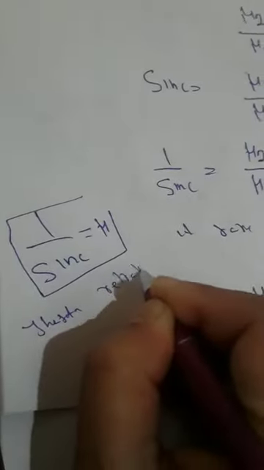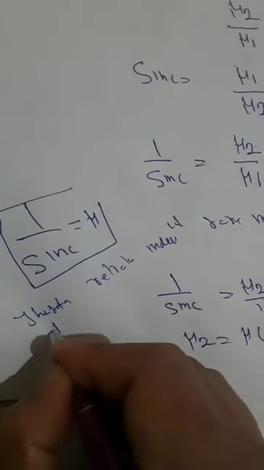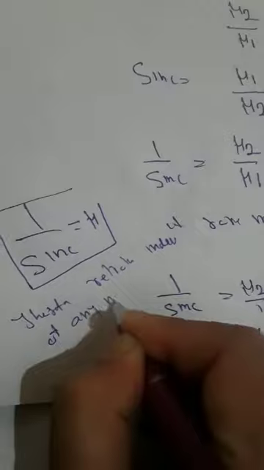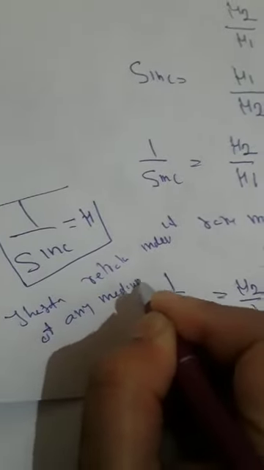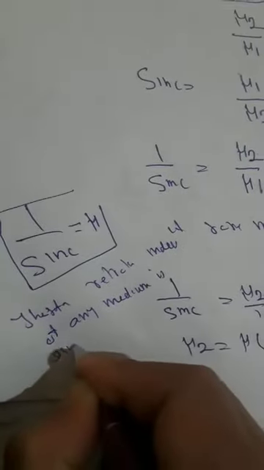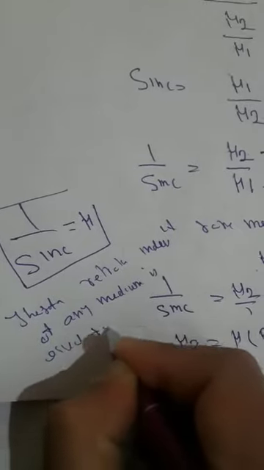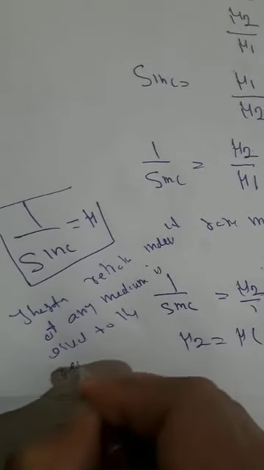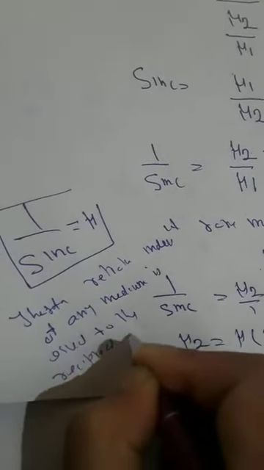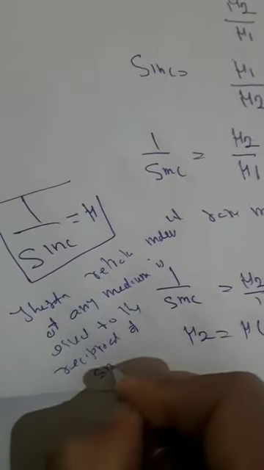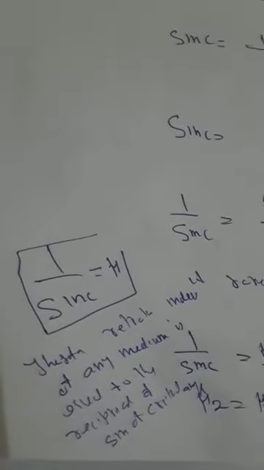Therefore, refractive index of any medium is equal to the reciprocal of sine of critical angle. This is the relation between critical angle and the mu.